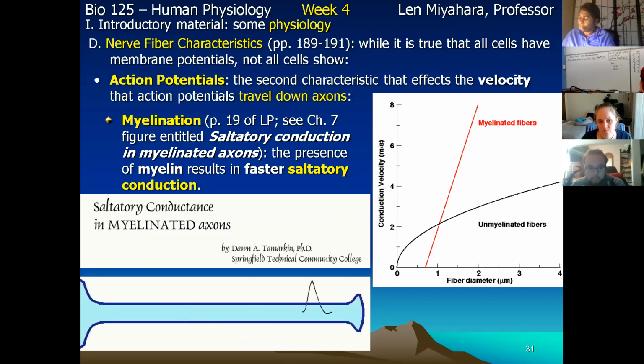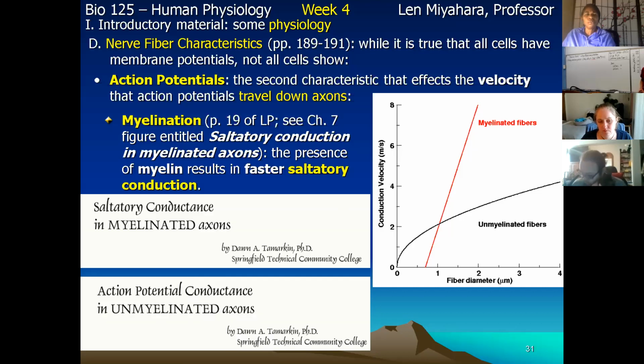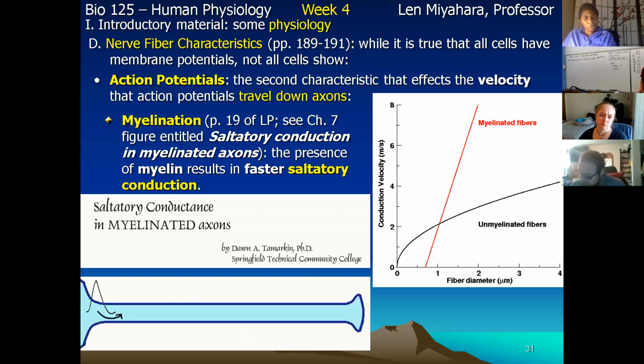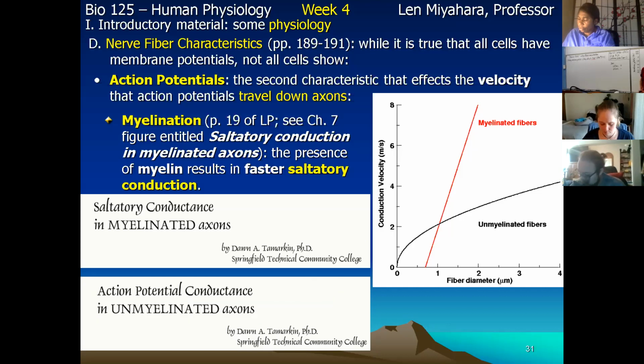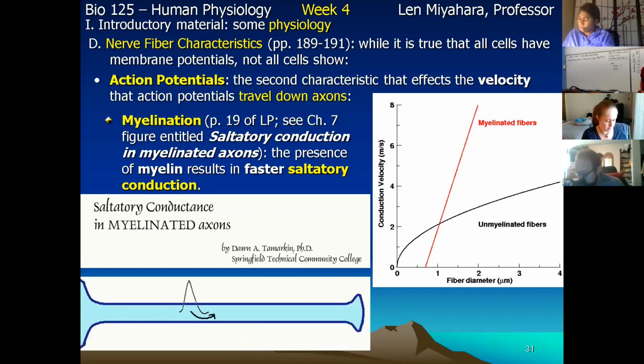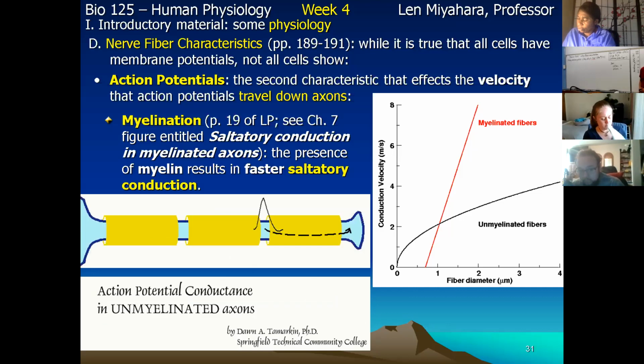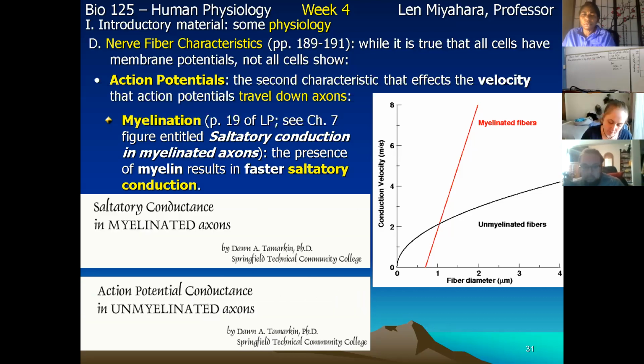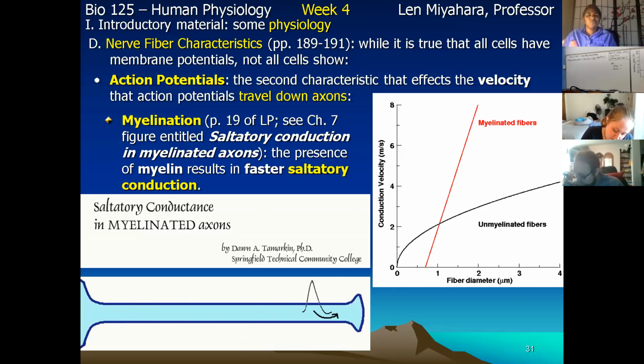As it turns out, then, if you look at the table on the bottom of page 19, the wider axons tend to be myelinated. They kind of go hand in hand. The smaller axons tend to be unmyelinated.